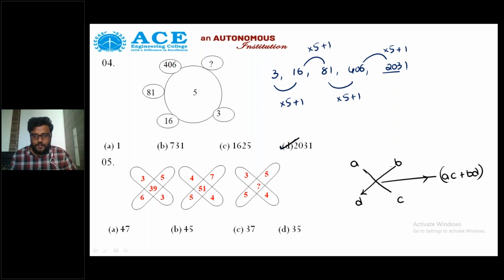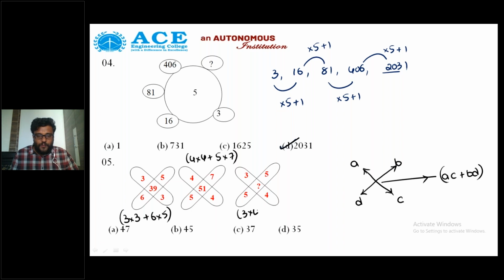Diagonally opposite numbers are B and D, A and C. Multiply these and then add, and we get AC plus BD. Here 3 into 3 is 9, 6 into 5 is 30, we got 39. Whereas here 4 into 4 is 16, 5 into 7 is 35, 16 plus 35 is 51.